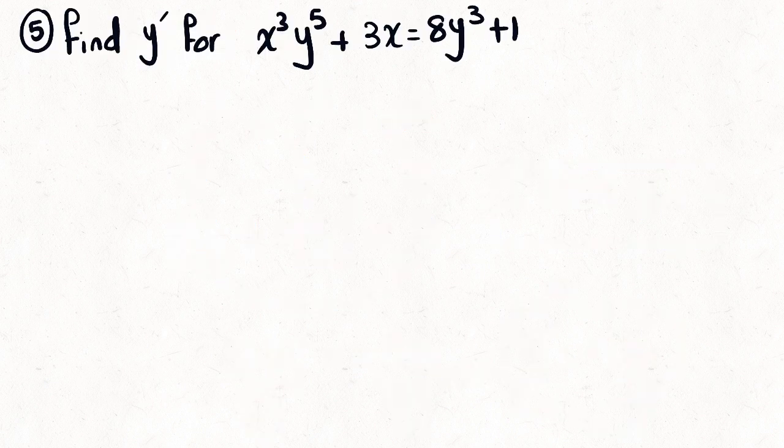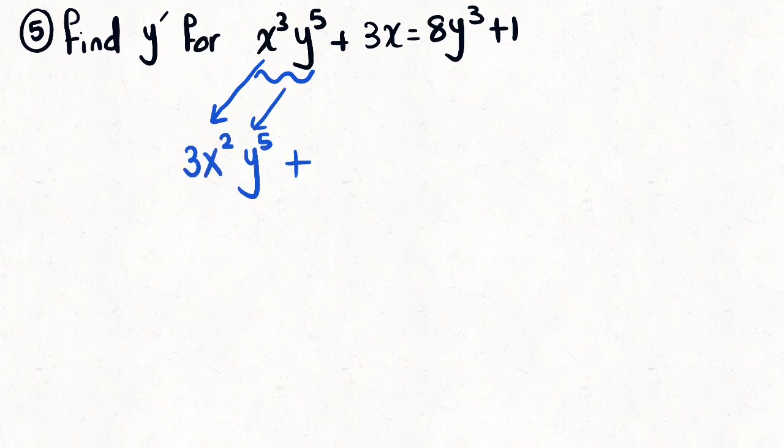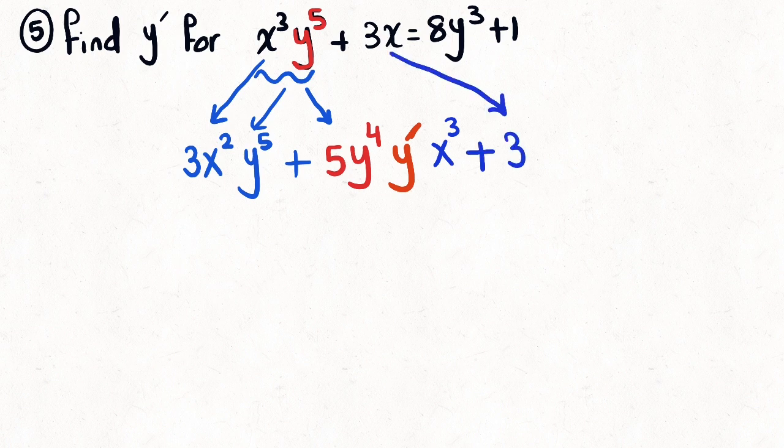Find the derivative y prime for x cubed y to the power 5 plus 3x equal 8y cubed plus 1. First of all, we do the derivative according to the chain rule part by part. This is the derivative of the first part, it will be 3x squared y to the power 5. When it comes to differentiating y, we keep in mind that we have to put at the end y prime. Thus the derivative will be 5y to the power 4 y prime times x cubed. Plus, now we will go to 3x, and here we differentiate it according to x, and it will be 3.